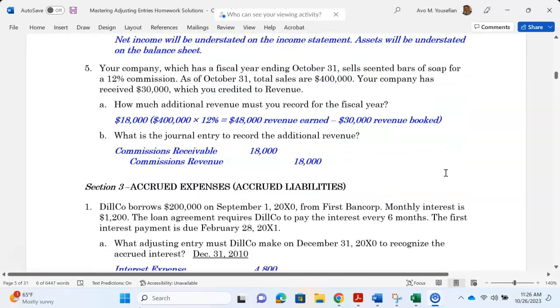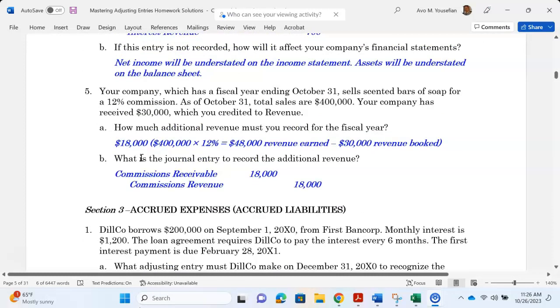Okay. Number 5, and last one. Your company, which has a fiscal year ending October 31st, sells bars of soap for 12% commission. As of October 31st, total sales are $400,000. Your company has received $30,000, which you credited to revenue. So how much additional revenue must you record for the fiscal year?